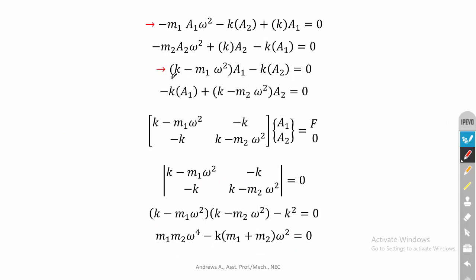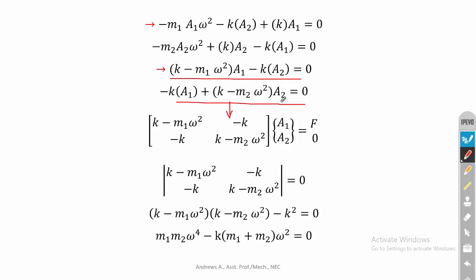So now take the a1 and a2 commonly outside. So we will get (k minus m1 omega square) into a1 minus k into a2 is equal to 0. Then here it is minus k into a1 plus (k minus m2 omega square) into a2 is equal to 0. So the solution procedure is same for all the 2 degrees of freedom systems. So that is why I am going fast.